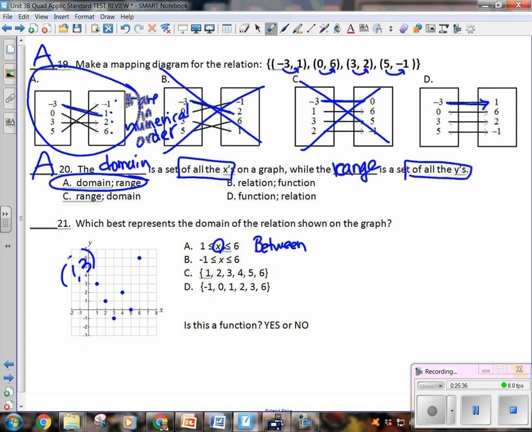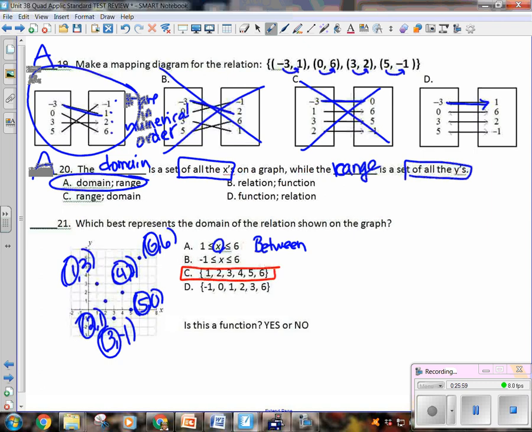1, 3. Okay, I need the 1. This is actually 2 up 1. I need the 2. This is actually 3, negative 1. I need the 3. This is actually 4 up 2. I need the 4. This is 5 up 0. I need the 5. This is 6 up what? 6. And I need the 6. I just need the 1, the 2, the 3, the 4, the 5, and the 6. So that makes this one, C, correct.